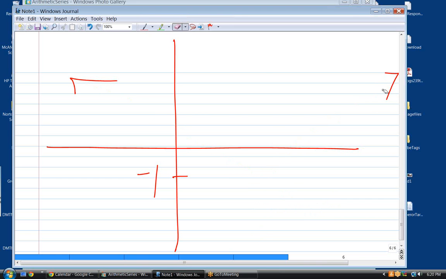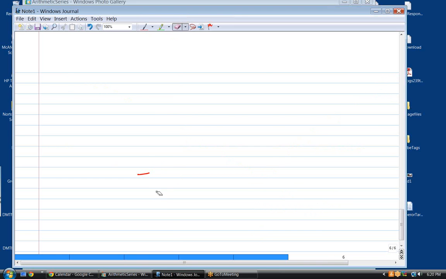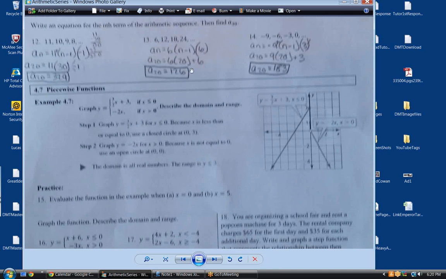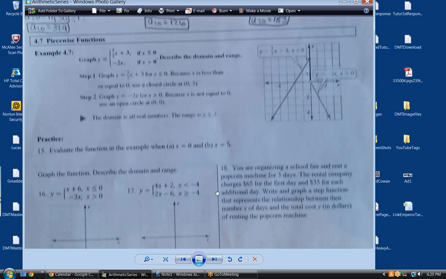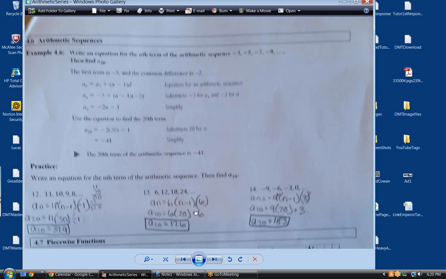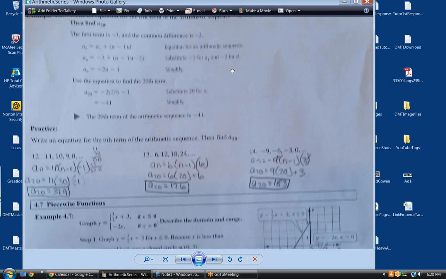Cool. All right. I think that covers the sheet. It did, yeah. And then 18 was just the problem from last night. All right, I will let you go.